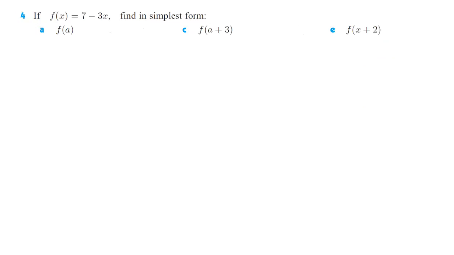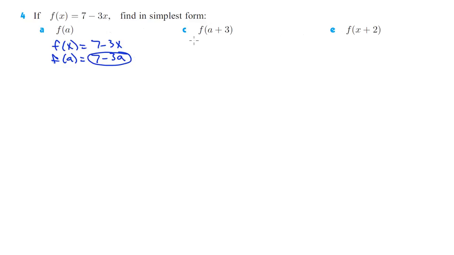All right. Moving along here. If f of x equals 7 minus 3x, find in simplest form f of a. So really I like to think of this as our little function machine. F of x equals 7 minus 3x. I now want to know what f of a is. So all my x's are turning into a's. So it's just 7 minus that x is also going to turn into an a. So that's what we get. We just get 7 minus 3a.